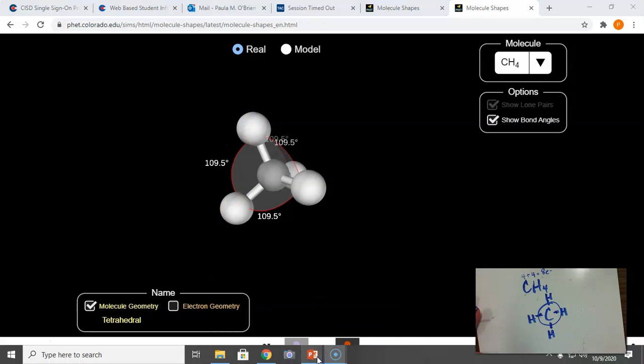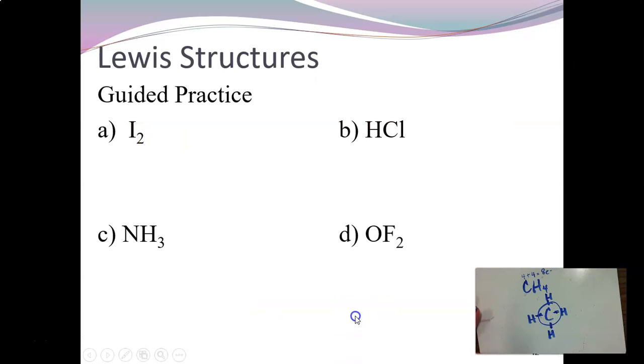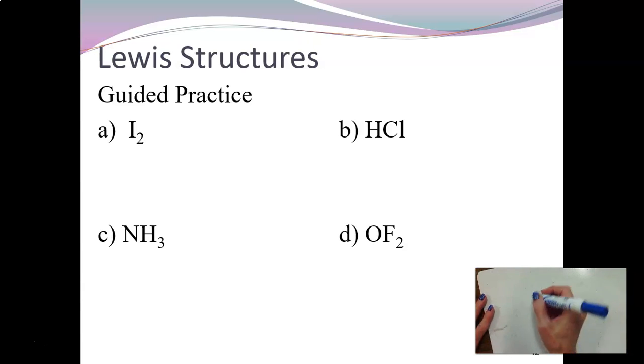Let's go back to our notes. All right, so we're going to draw the Lewis structures. We're going to use our new rules and see if we can remember the new rules. So the first one I'm going to do is iodine.